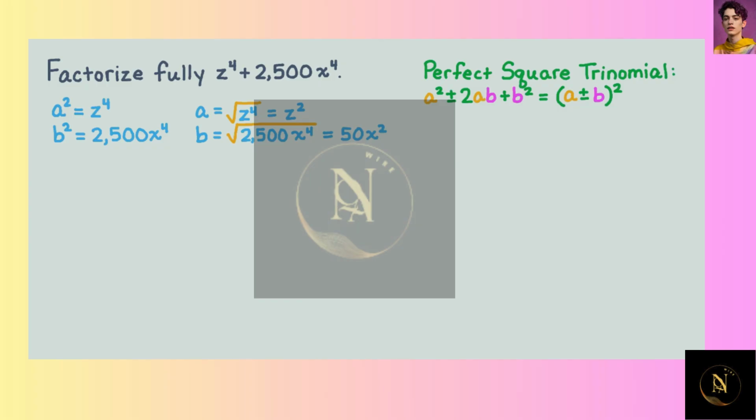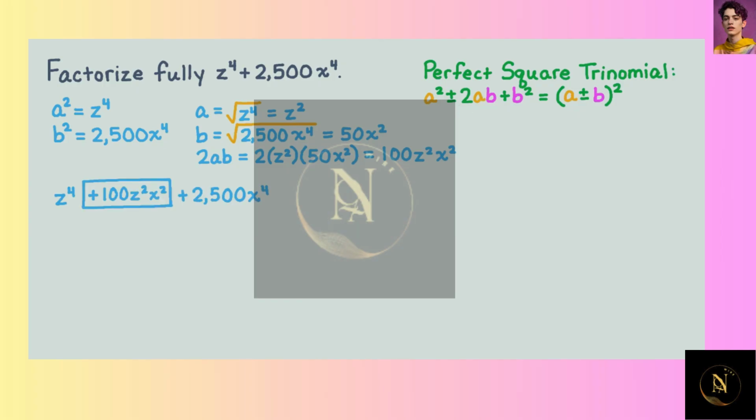50x squared. Then our middle term is equal to 2ab, or in some cases negative 2ab. 2ab comes out to 2 times z squared times 50x squared, which is 100z squared x squared. In our next step, we will introduce the 2ab term into the original expression.